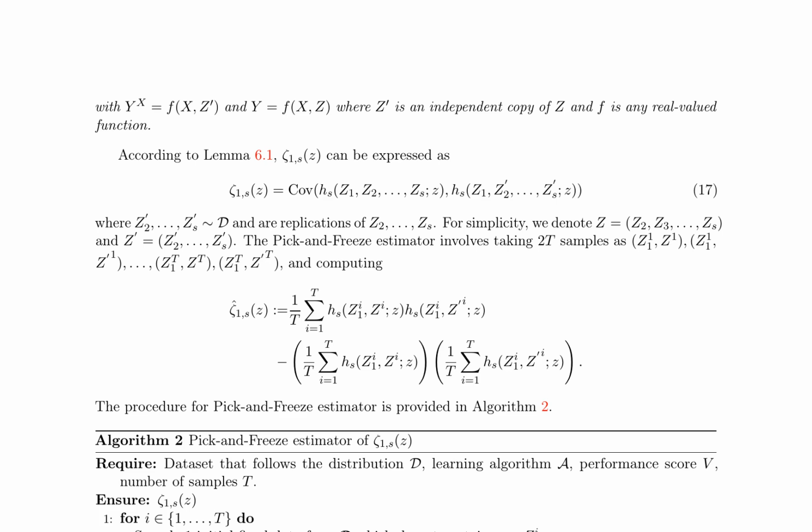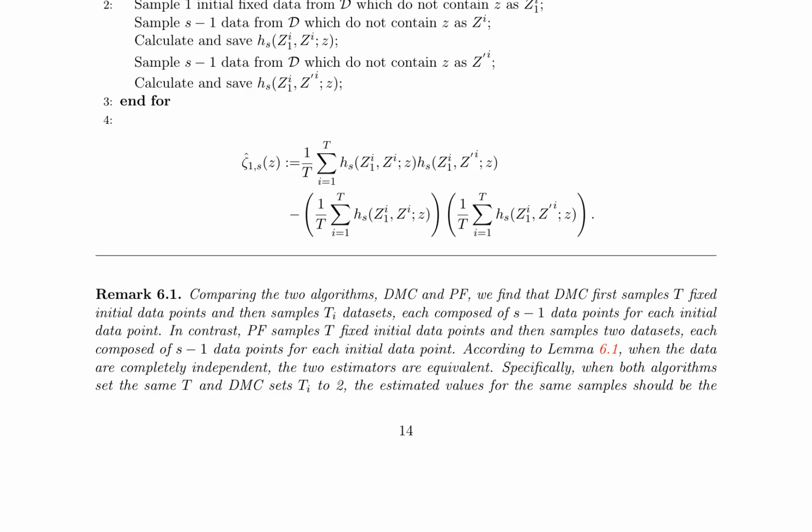To simplify notation, the authors denote Z equals (Z2, Z's), and Z' equals (Z2', Z's'), where Z2', Z's' are replications of Z2, Z's. The pick and freeze estimator involves taking two T samples and computing an estimate of zeta 1, s, z, using the average of products of h_S evaluated at different sets of random variables. The authors provide the procedure for the pick and freeze estimator in Algorithm 2, which requires a dataset that follows the distribution D, a learning algorithm A, a performance score V, and the number of samples T.